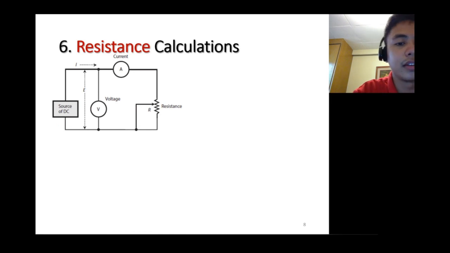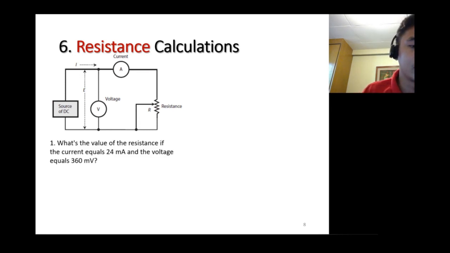Okay, let's proceed to the resistance calculation. We have solved voltage and current. Now it's the resistance's turn. Given the current and voltage, what will be the resistance? What's the value of resistance if the current equals 24 milliamps and the voltage is 360 millivolts?